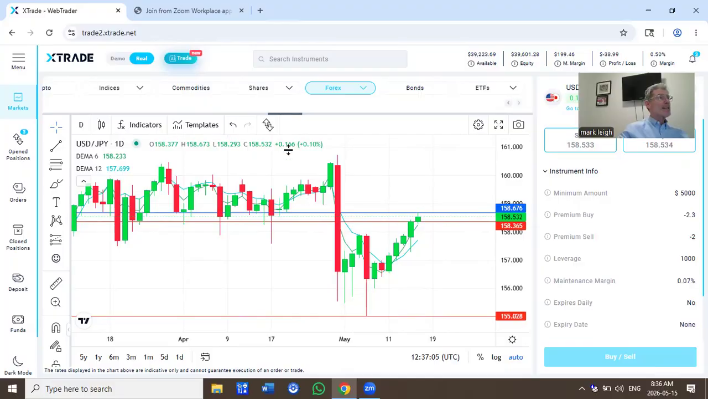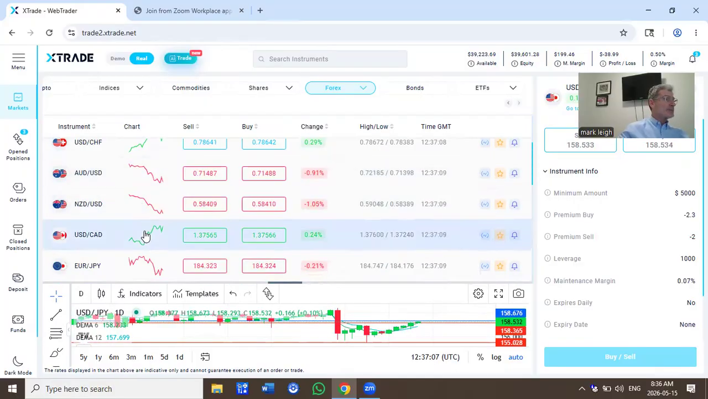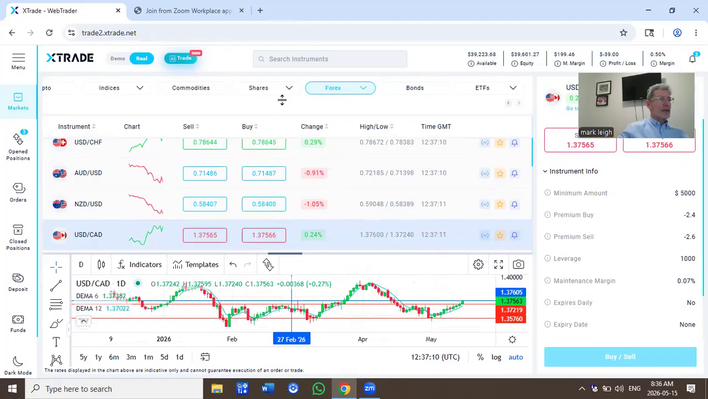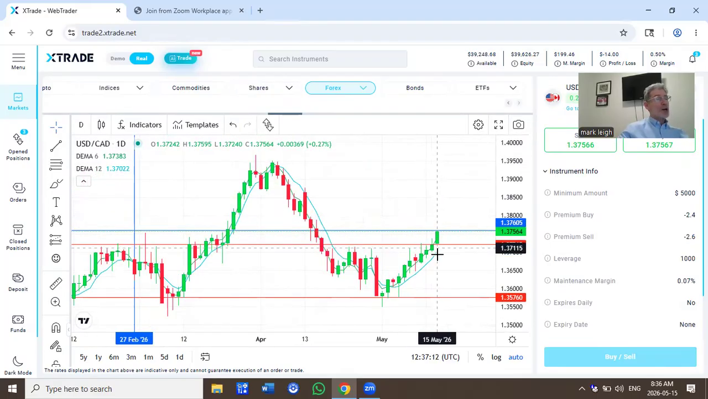US dollar against the Canadian. Strong US dollar. You can see no fight back from the Canadian at this point. The uptrend does continue. Higher highs, higher lows. I've got support at 137.21. I've got resistance 137.60.